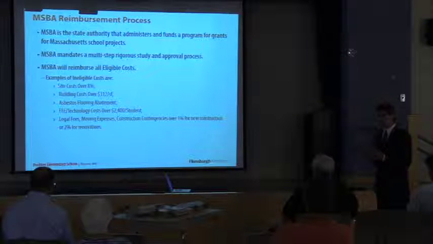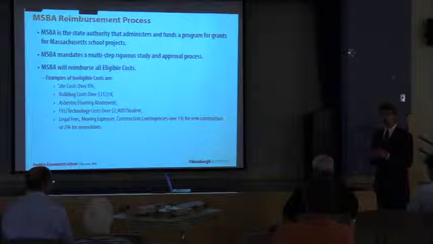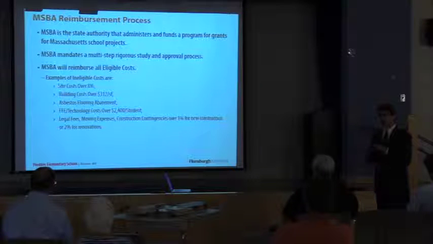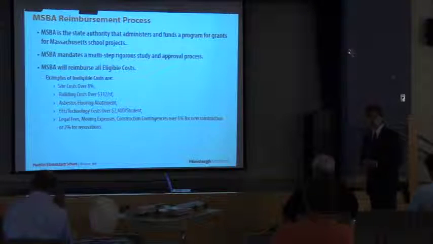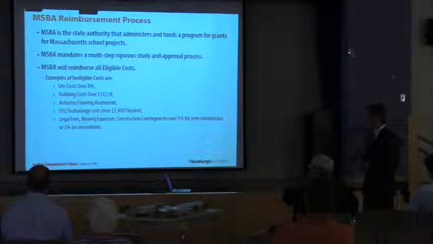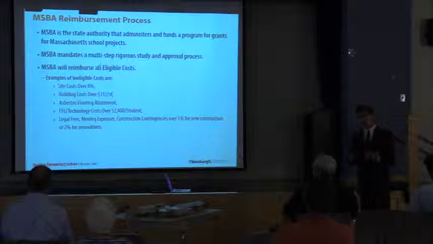They don't say that sites are supposed to cost 8% because they don't. Every single project is more than the 8% cap. The state recognizes that, but it's their way of evenly distributing the funding across as many projects as possible. Building costs over $312 a square foot. Asbestos flooring and abatement, they don't reimburse for that.